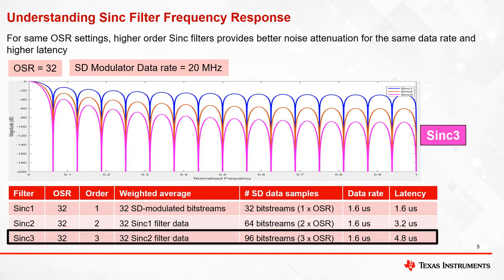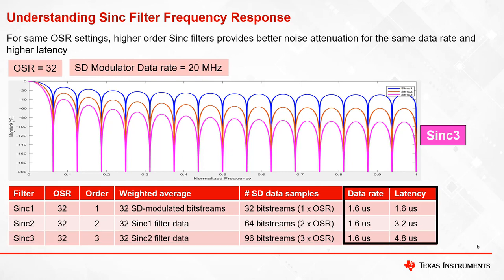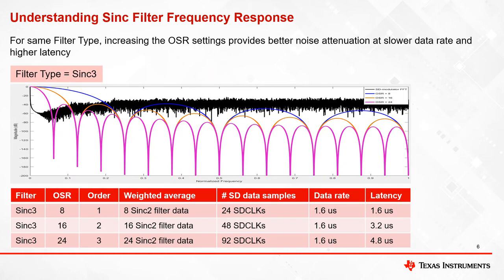Sinc 3 filter has the lowest stop band ripple as it produces its filter output with a weighted average of 32 Sinc 2 filter data, thereby producing highest filter resolution among the three sinc filters. Note that the data rate of all the sinc filters are the same, but the latency increases as the order of the filter increases. In short, increasing the order of filter increases filter resolution with more stopband attenuation. Let's look at another example.